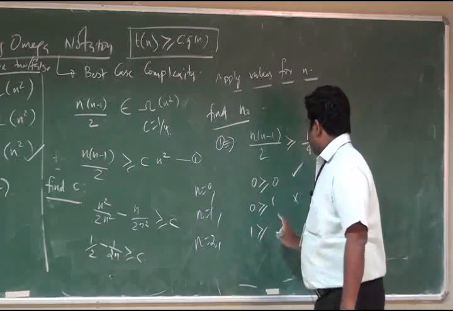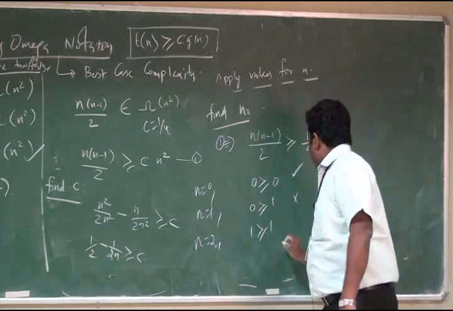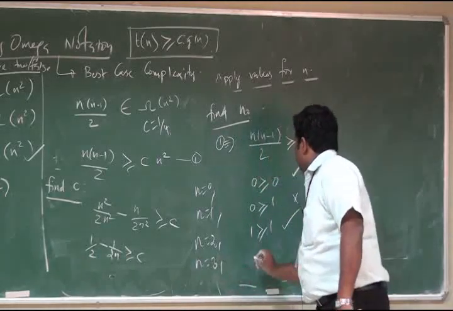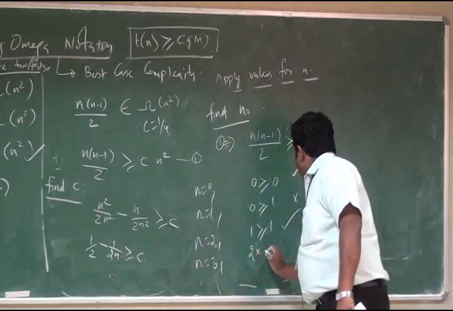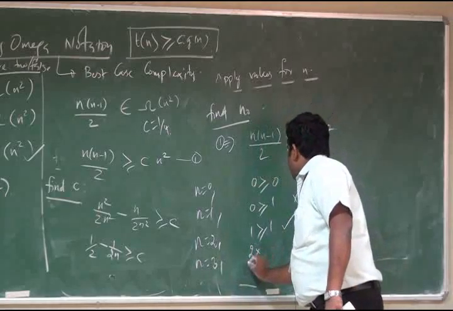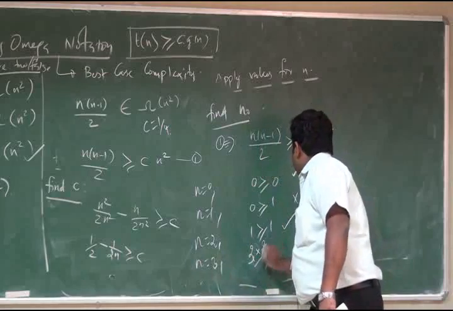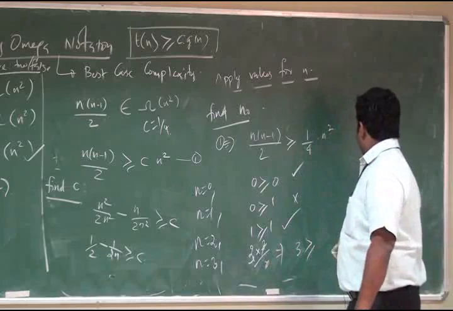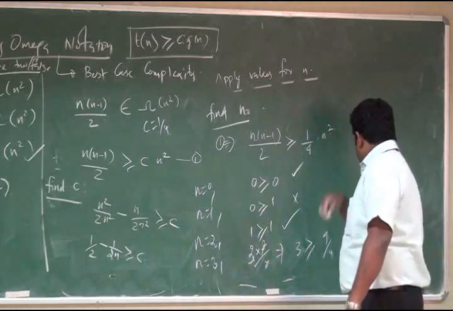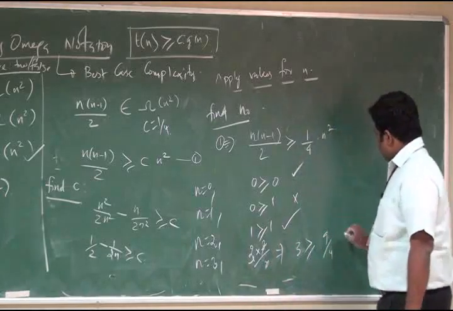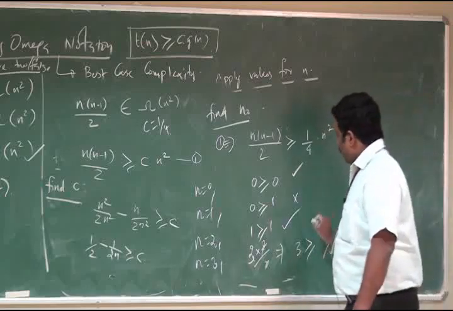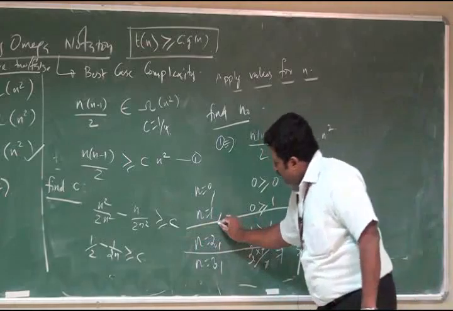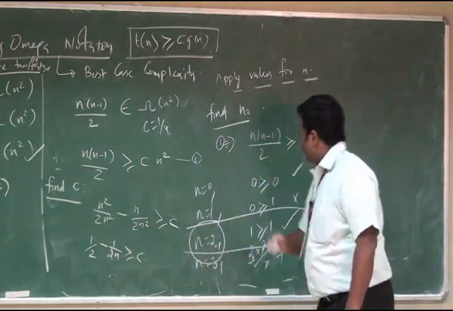Now apply n is equivalent to 2. 1 is greater than or equivalent to 1. It is true now. Now apply n is equivalent to 3. Sorry, 3 into 2 by 2. So therefore you are getting 3 greater than or equivalent to 9 by 4. Yes, it is true. So therefore you are selecting this value alone. So the first non-negative integer is n equivalent to 2.